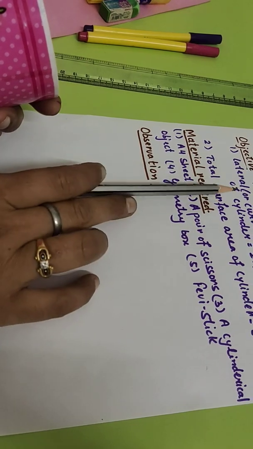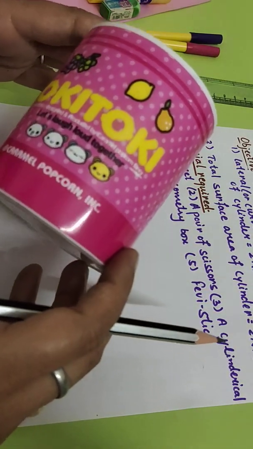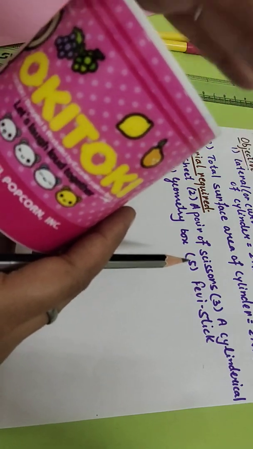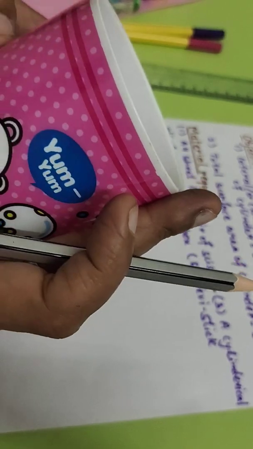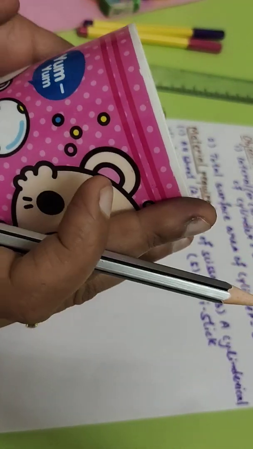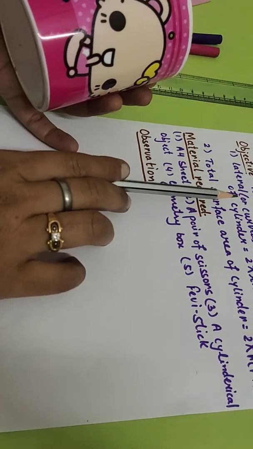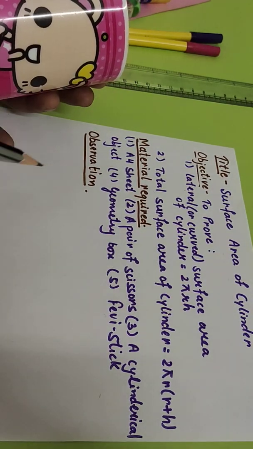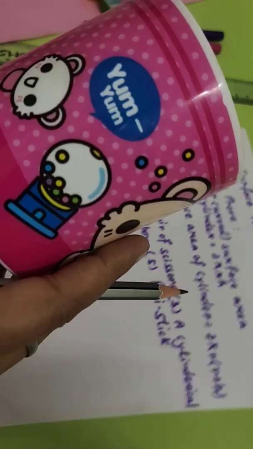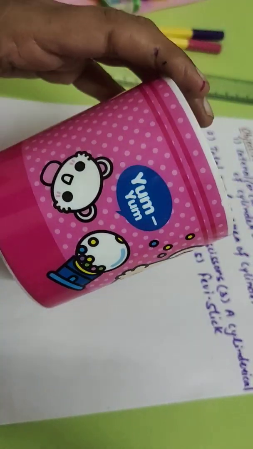And what is the lateral surface area? The lateral surface area means if we leave the top and the bottom and just take the side face and cover only that, then that area is known as the lateral surface area or curved surface area. So today we are going to find out these two areas for the cylinder.